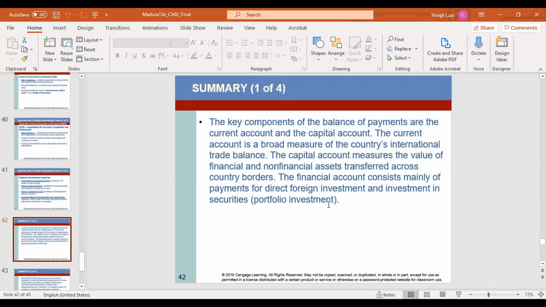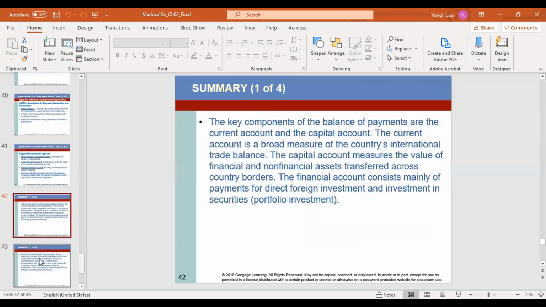The key components of the balance of payment are the current account and the capital account. The current account is a broad measure of the country's international trade balance. The capital account measures the value of financial and non-financial assets transferred across country borders. The financial account consists mainly of payments for direct foreign investment and investment in securities or portfolio investment.